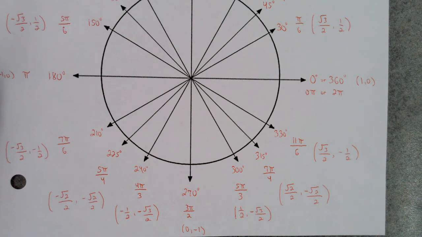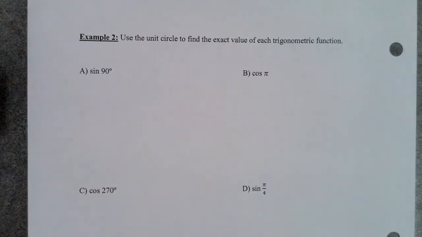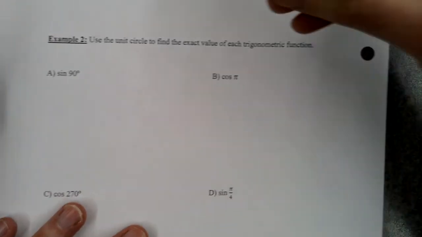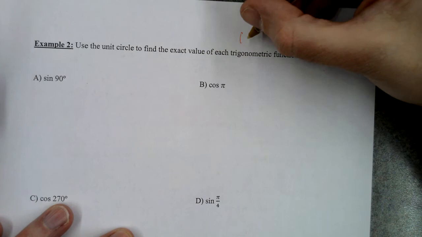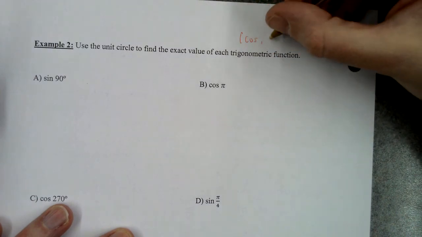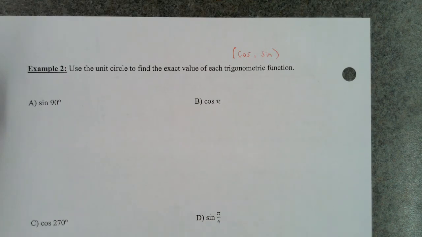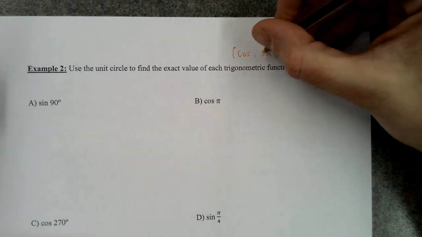In a perfect world, you'll have this memorized because it'll make the next page easy. Okay, so let's move on to the next page. Example 2, use the unit circle to find the exact value of each trigonometric function. Okay, so remember, it goes cosine, sine. Jot that down. The ordered pairs, in the front, they go cosine, comma, sine. So cosine is x, sine is y.